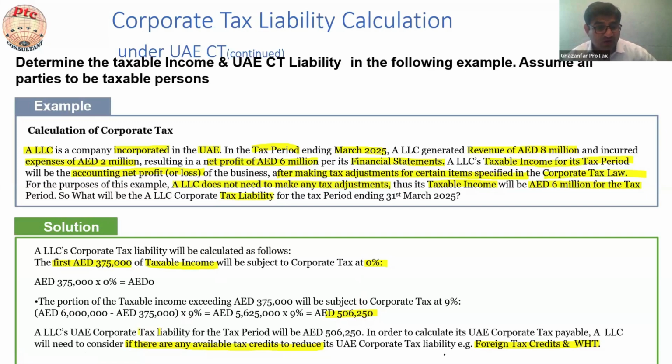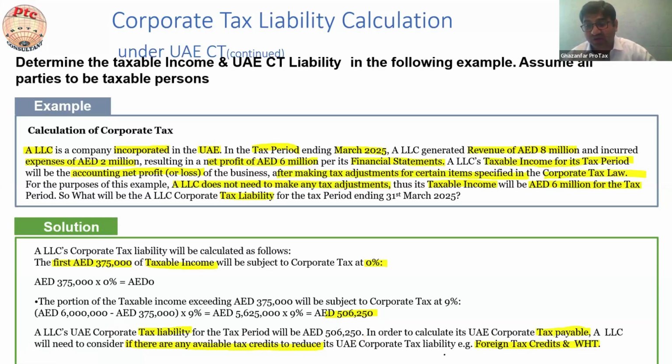This tax liability, this is our liability. Now how will it be reduced? In order to calculate the corporate tax payable, there is another difference you have to understand here. The word used is payable, which means our tax liability and the tax payable may not be the same. Maybe our tax liability is there for the year end or tax period, but it may be the same and it may not be the same. The current example shows the same, but there are certain instances where it may be different.